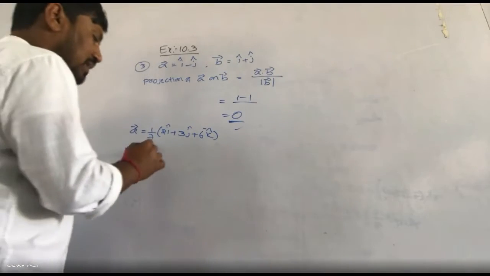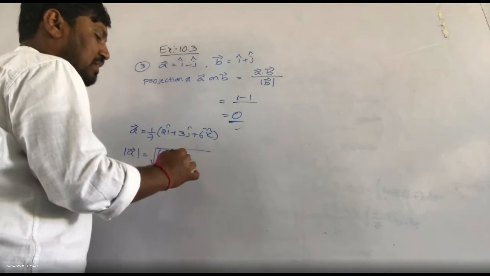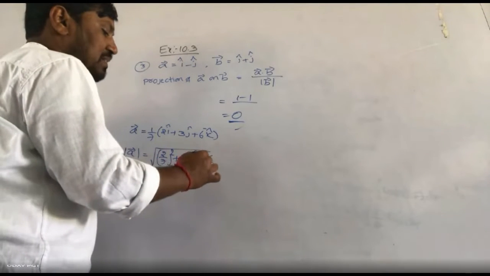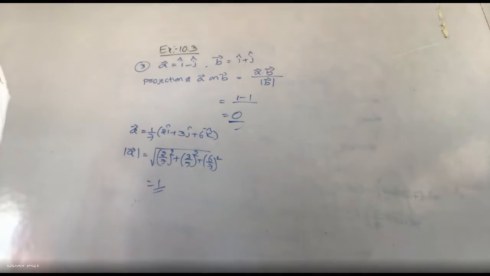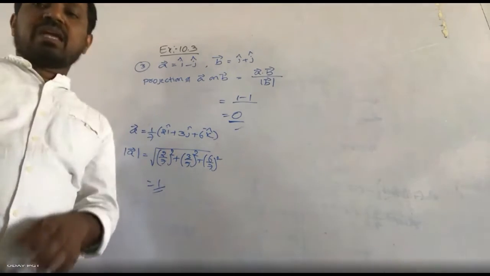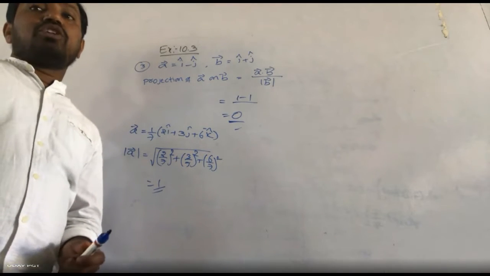The magnitude of this vector is the square root of (2 by 7) whole square plus (3 by 7) whole square plus (6 by 7) whole square. This value we are going to get as 1 only. Like this, the other two vectors are given to you, and you need to find them out.